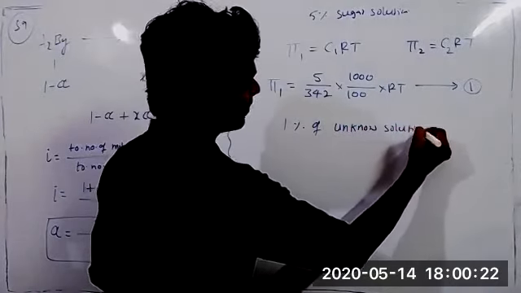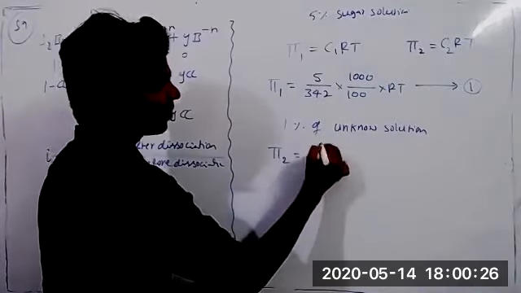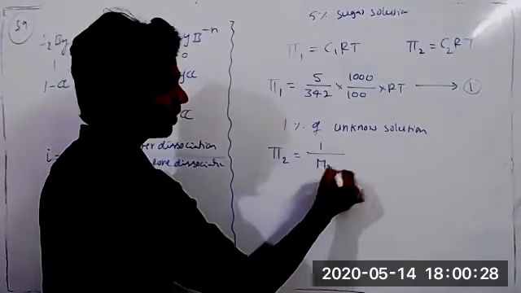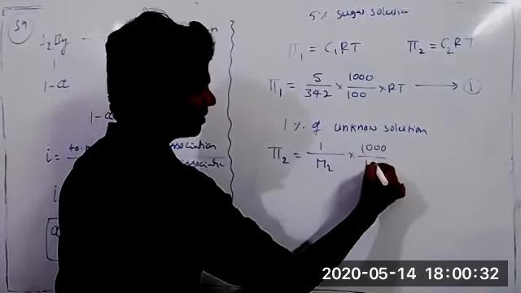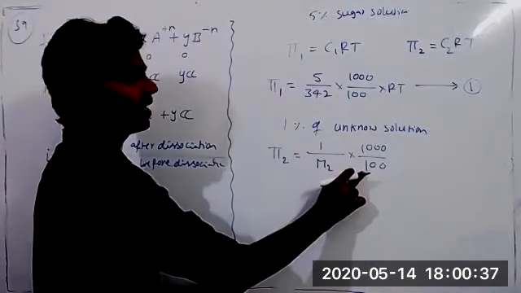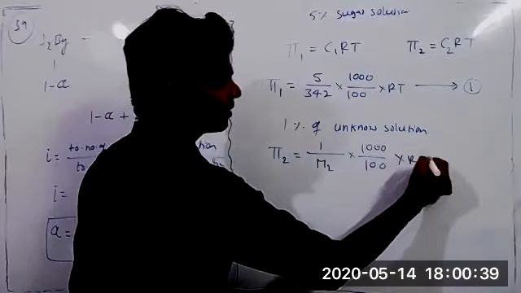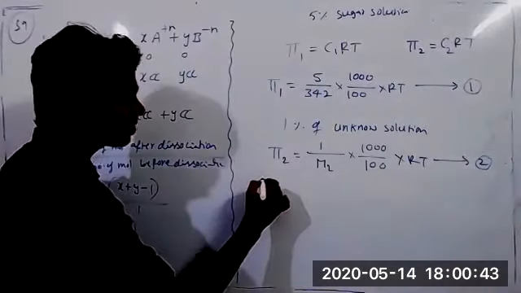Next, pi 2 applies for the 1% solution of unknown solute. So pi 2 is equal to 1 divided by molar mass, which we have to calculate, into 1000 by 100 because it is 1%. 1 gram of solute is present in 100 ml of solution, into RT. This is equation 2. But here the condition is that both are isotonic solutions.